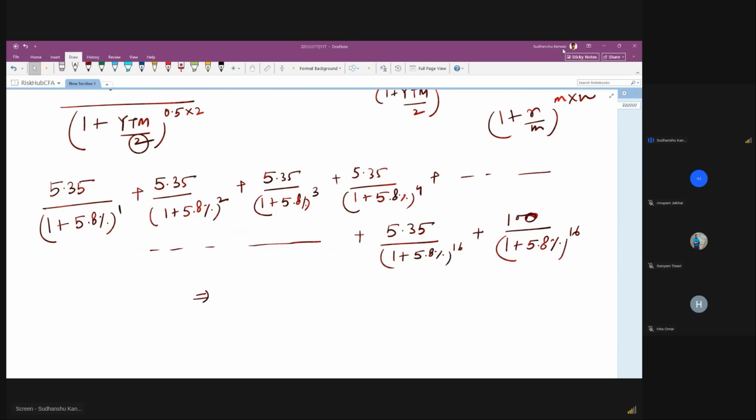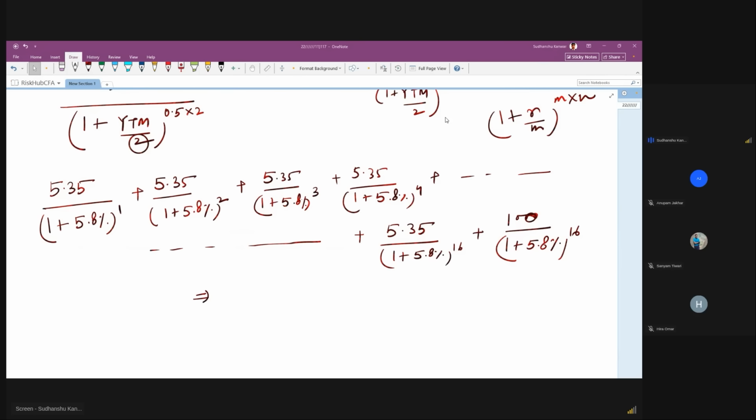If you solve it, the calculation of the whole thing will boil down to something closer to 95.39, right? That is what we want. The current price of the bond is closest to 95.39. So that is what we will get.